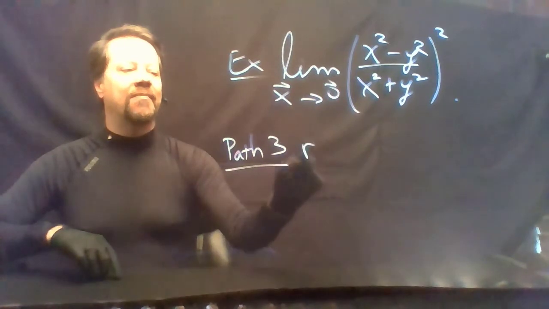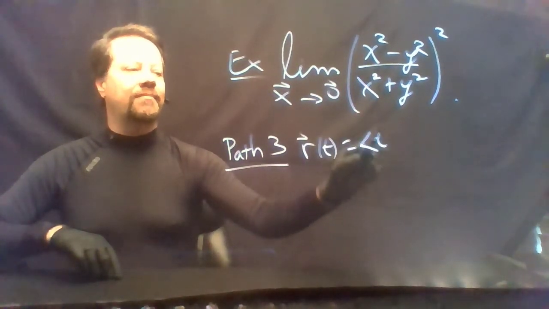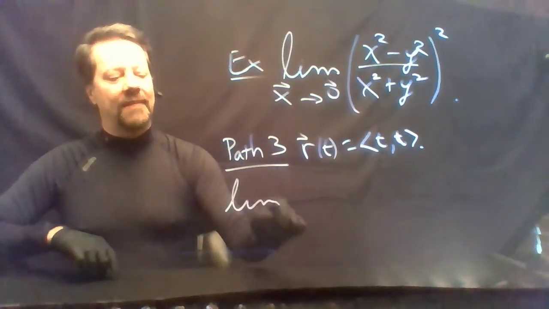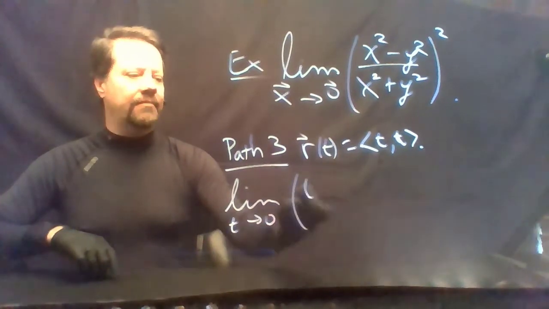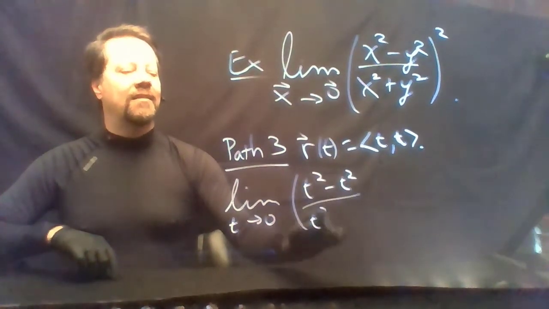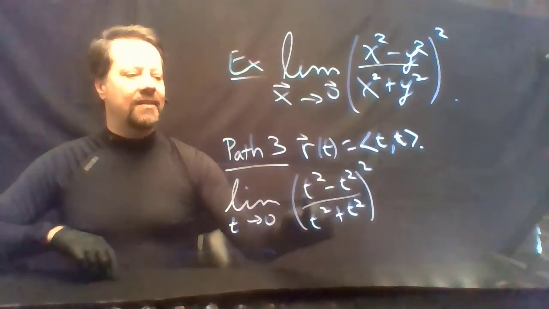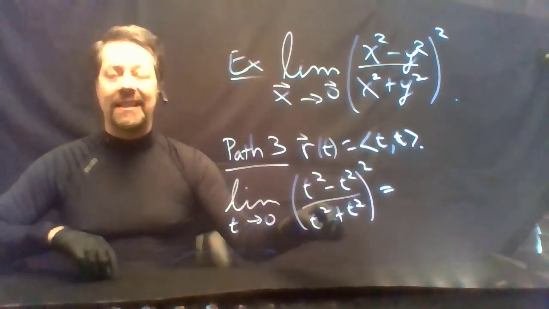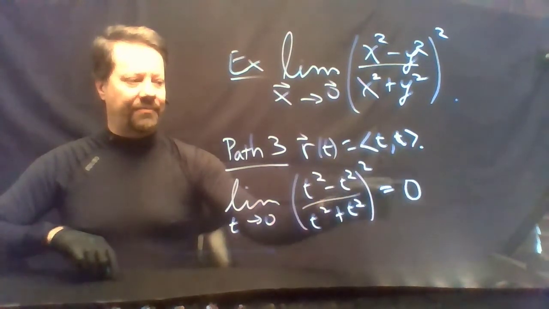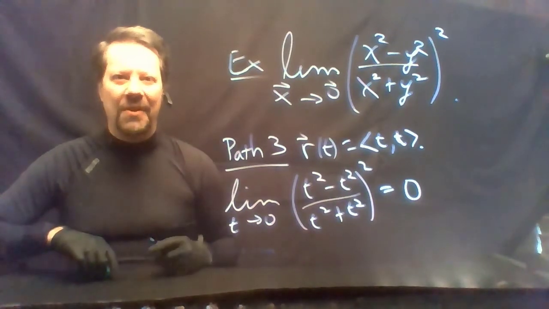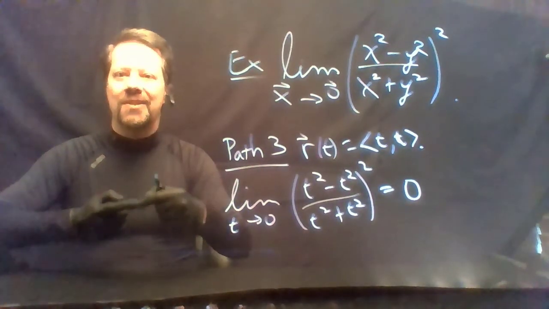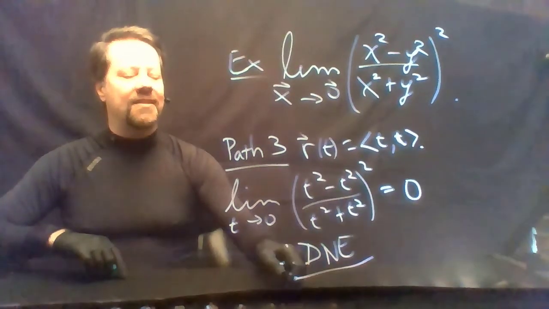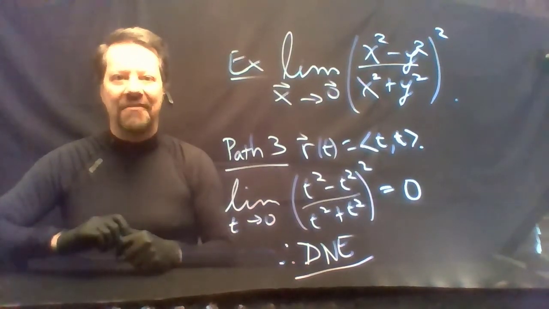Let's try the following path. Path 3. This is the 45-degree line in the xy plane. We'll take the limit as t goes to 0. t squared minus t squared is 0. As long as t is not 0, you're going to get 0 divided by not 0. That's 0. The limit is 0 if you go along the 45-degree line towards the origin. We deduce then that this limit does not exist, though you might want to see the graph.